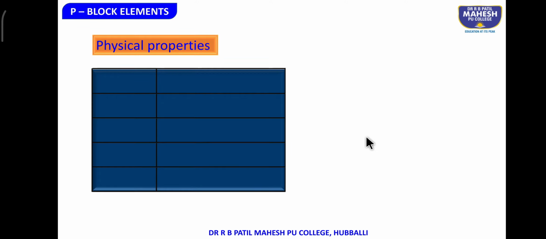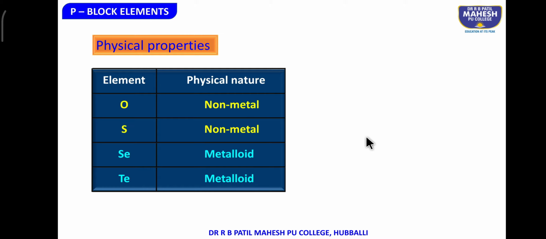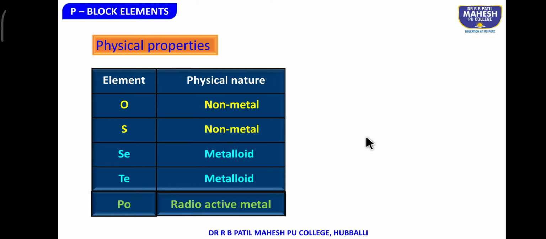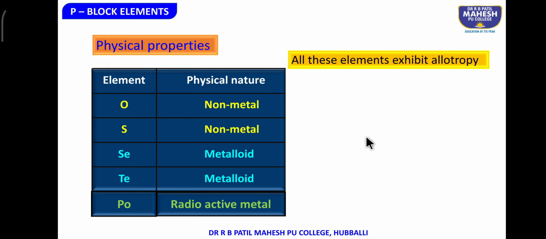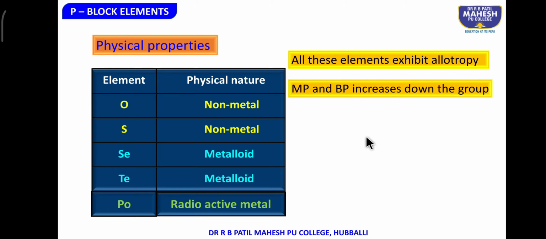Now let us see physical properties. Oxygen and sulfur are non-metals, whereas selenium and tellurium are metalloids. Polonium is a radioactive metal. All these elements exhibit a property called allotropy. Melting and boiling points increase down the group.